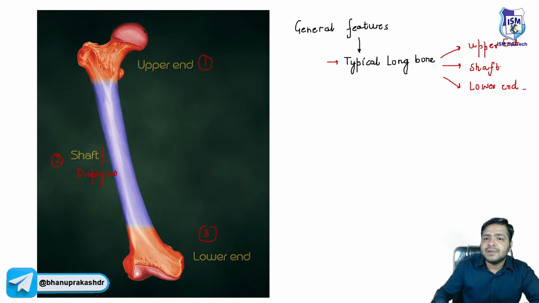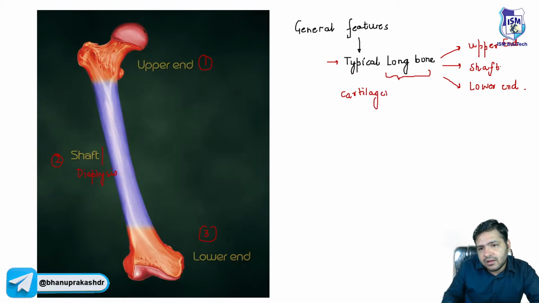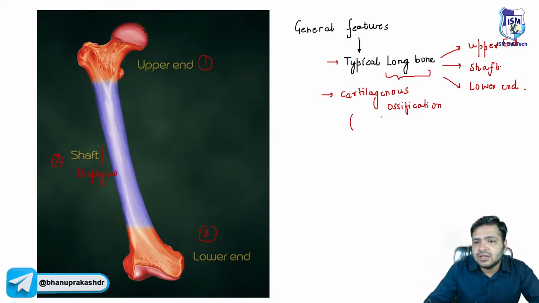Now, when I say long bone, it is made from cartilage. It is the hyaline cartilage which will ossify and form this bone. So it is cartilaginous ossification that you will see. When I say typical long bone, it shows cartilaginous ossification, meaning it is formed from which cartilage? Hyaline cartilage, and later on it will ossify to form the femur bone, right? So it shows cartilaginous ossification.